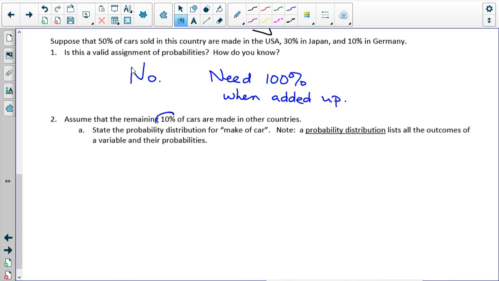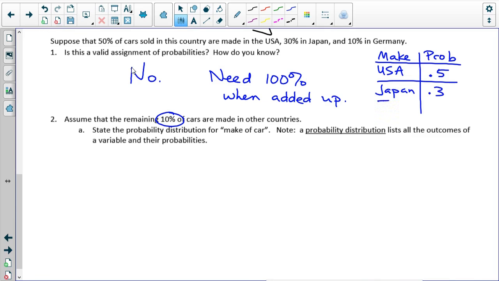Now that last 10% we will assume is made in other countries, and then it's a valid assignment of probabilities. What we would probably do is make some sort of table to make it easier on us. So we would say make of car and probability. The United States has 50%. Japan has 30%. Germany has 10%. And then other also has 10%.